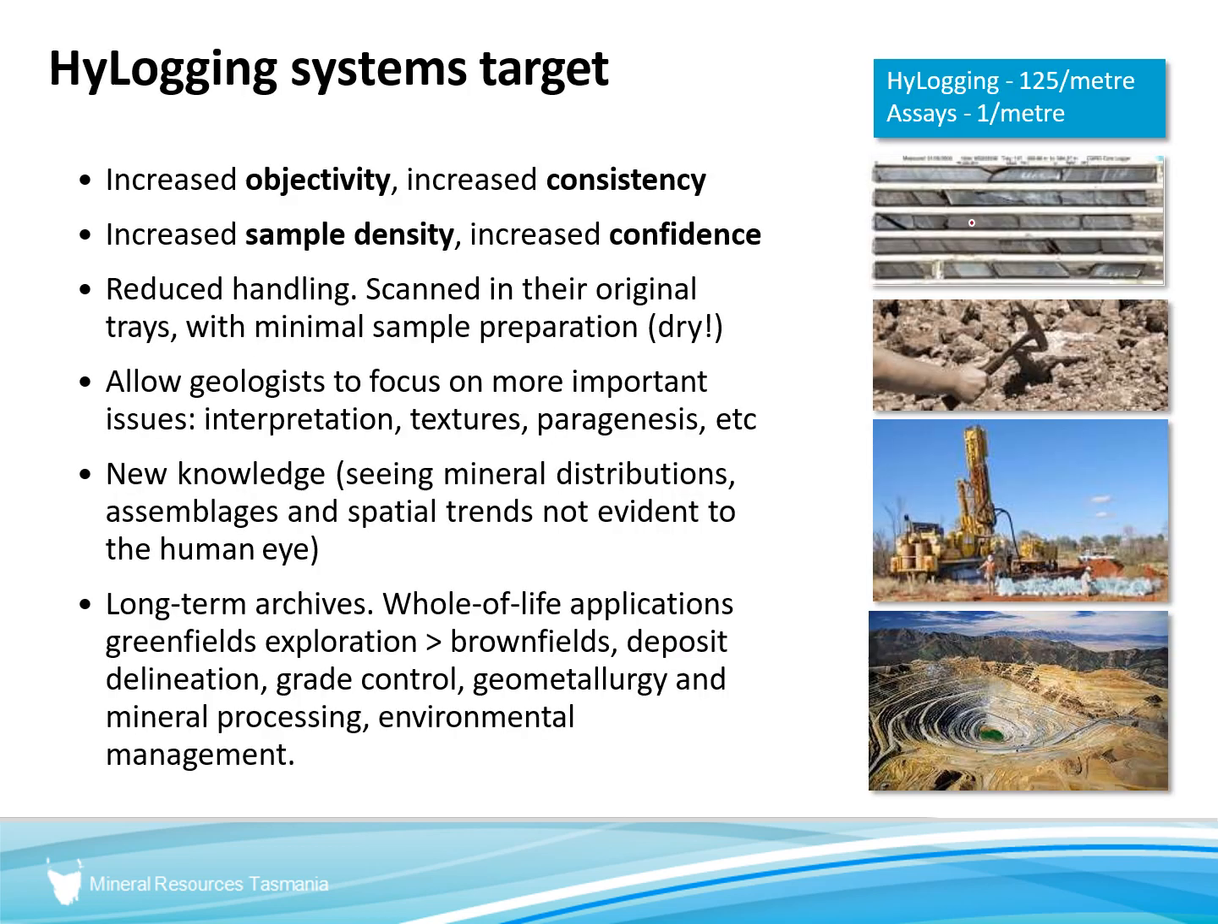Just reviewing quickly, the target of the HyLogging system is scanning like 125 samples per meter, 8 mm samples. The main thing is this objectivity we get, and we get consistency. So even if it's not 100% correct, it's at least comparable. We get a very high sample density, which gives you increased confidence. We don't have to handle the core very much. They're just scanned in the original trays, and there's no sample preparation.